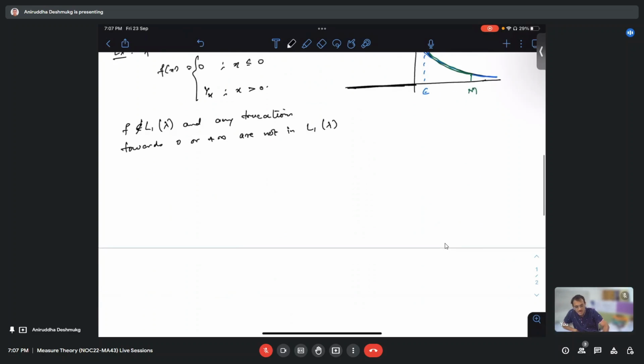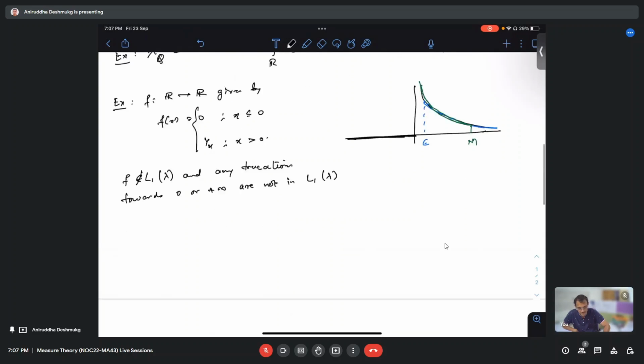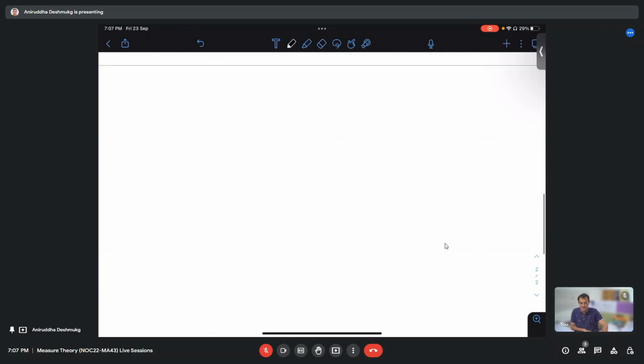Okay, so we continue looking at more examples of easy to see functions. Most of them will be continuous. One of them is not continuous, that we'll see later. And we'll try to approximate it using simple functions. And then we'll try to see whether it is integrable or not. If it is integrable, what is the value of the integral? That means what is the area under its curve.